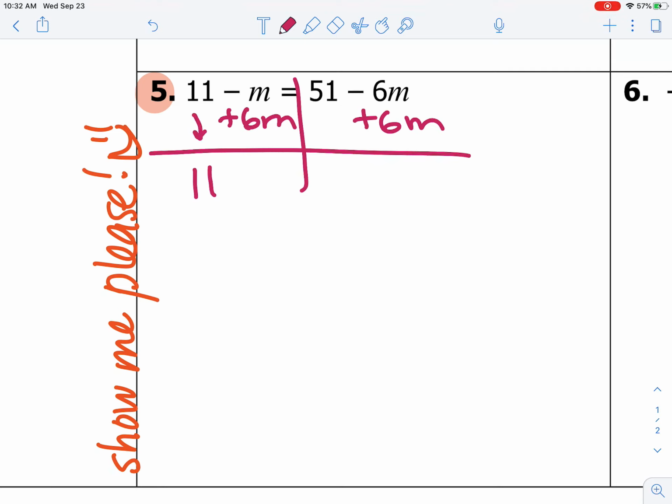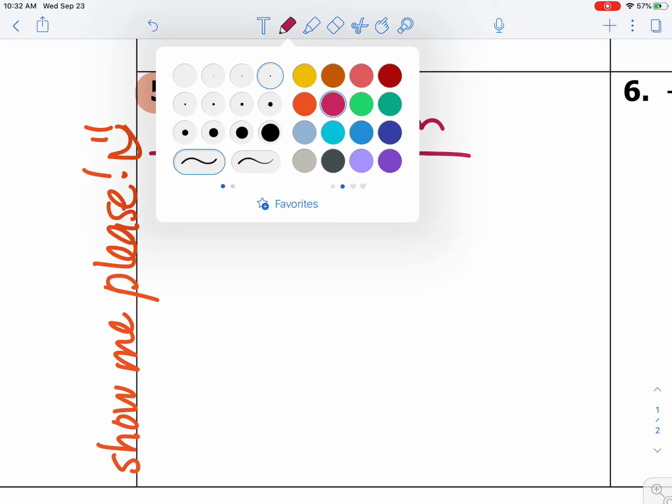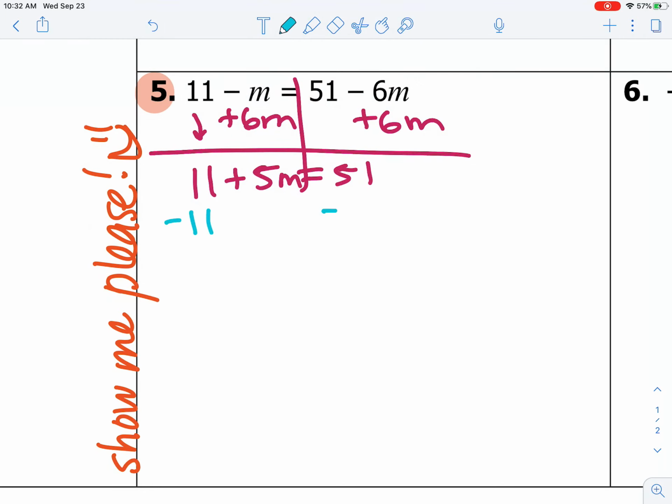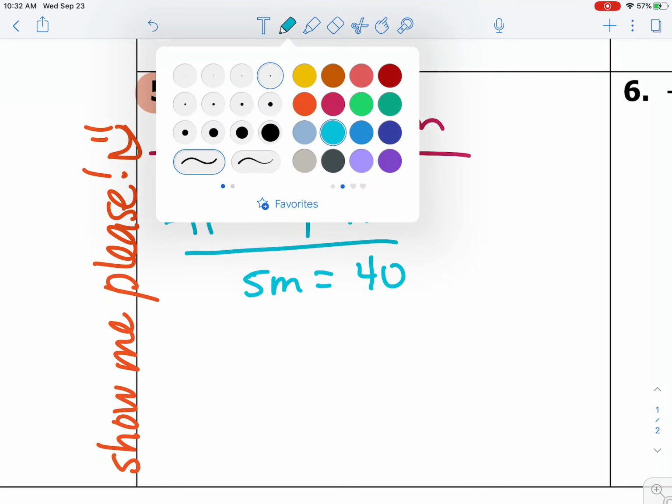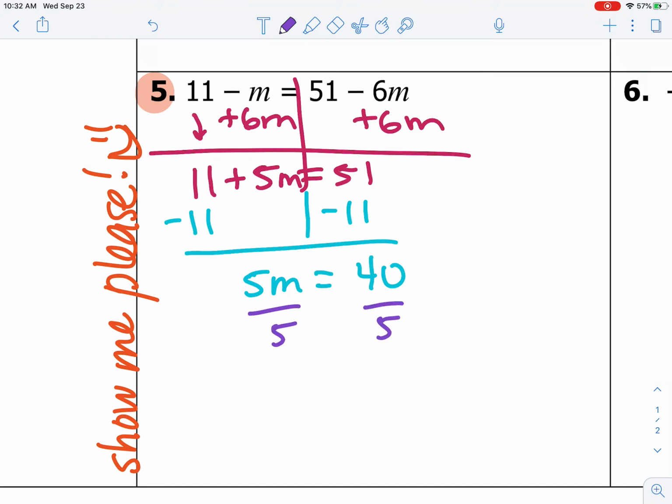Negative m plus 6m is 5m equals 51 minus, this is 0. But you don't even need that 0 because 51 minus 0 is just 51. Our next step, we need to subtract 11 from both sides. I'm subtracting 11 because 11 is positive on the left side. So I have 5m equals 40. Last, we need to divide both sides by 5. What is 40 divided by 5? 40 divided by 5 is 8.